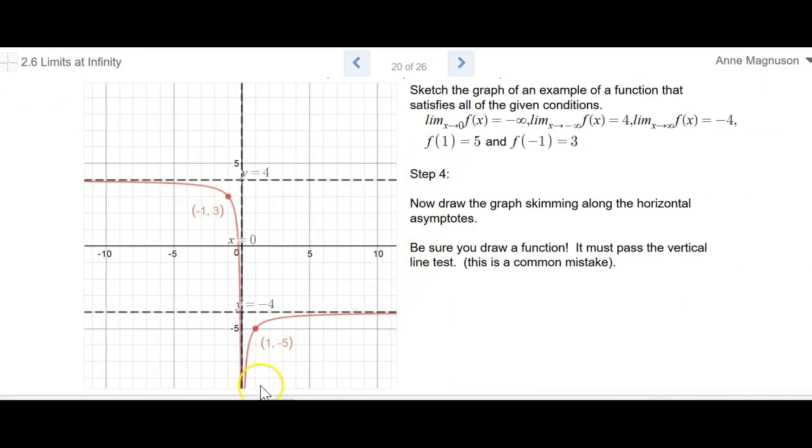And then finish the graph by skirting along the horizontal asymptotes, making sure you go through those points that you've already plotted. Make sure you don't violate the vertical line test. You need to draw a function.